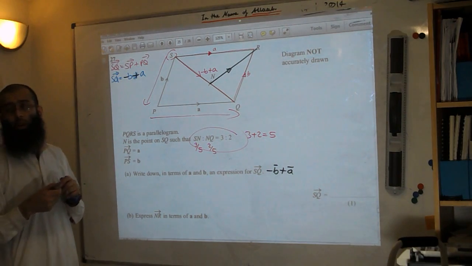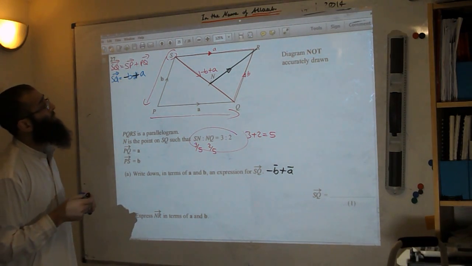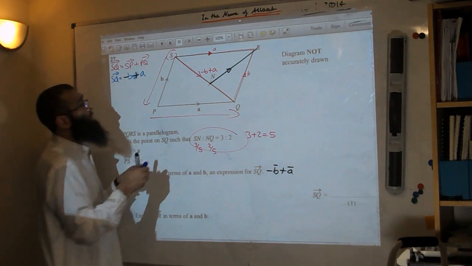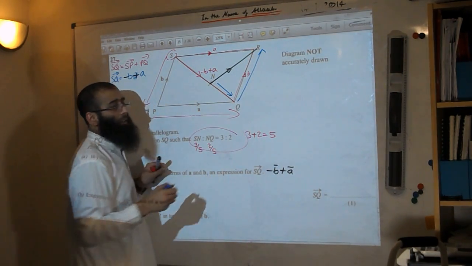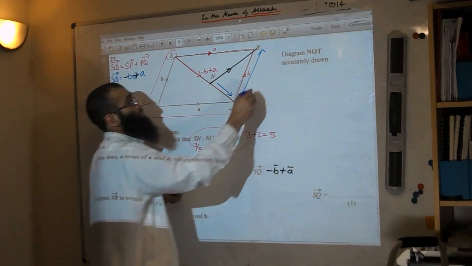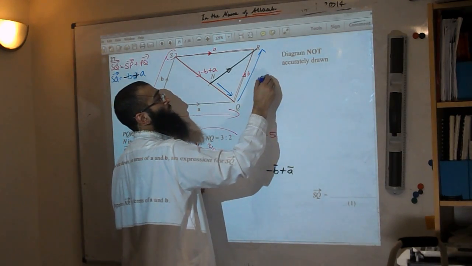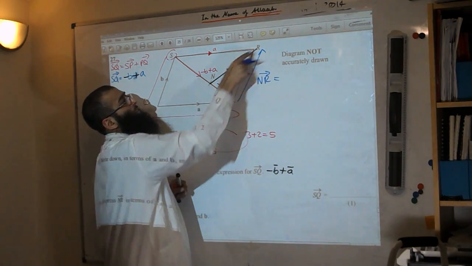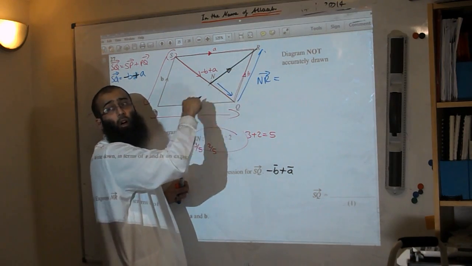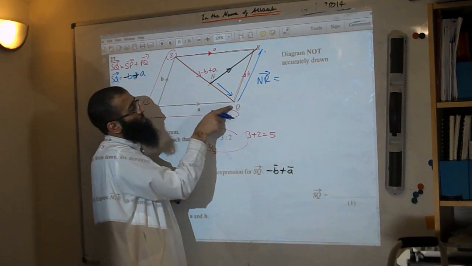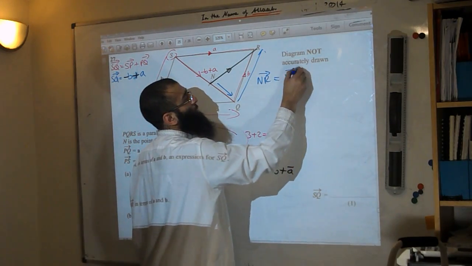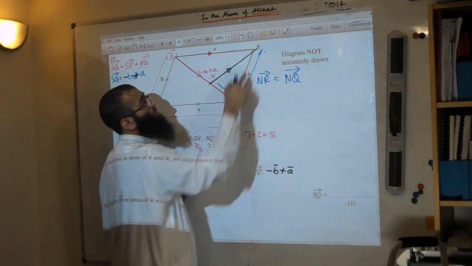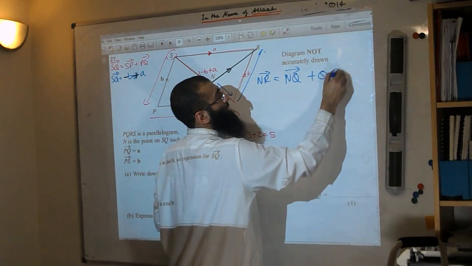If you're going from N to R, can somebody give me a route from N to R? We could go N to Q first of all, and then Q to R. Excellent, lovely, beautiful. I like that idea. So we're going to say N to R, from there to there, because I don't know what that is at the moment. We can't go on that route. We're going to go this way, which is N to Q, which we do know how to do, and then we're going to go from Q to R.